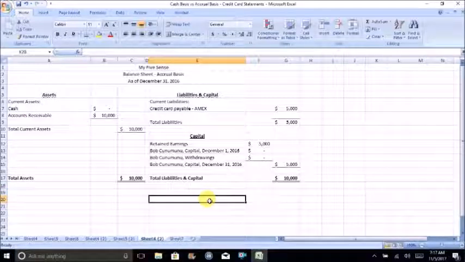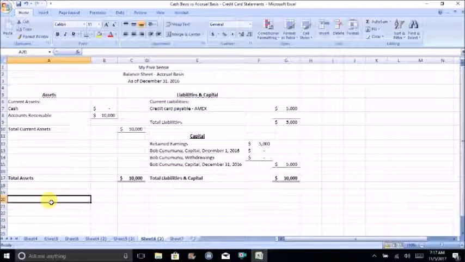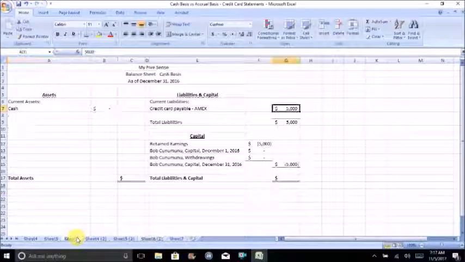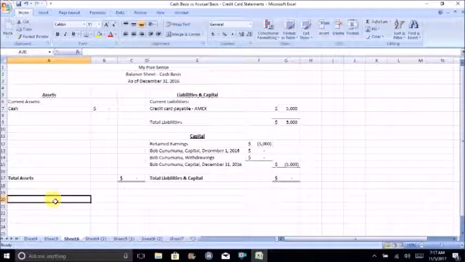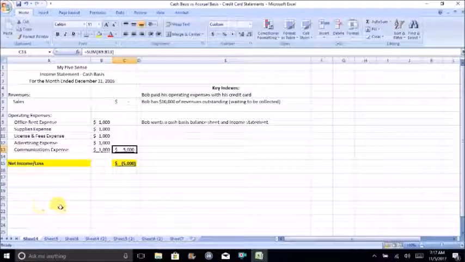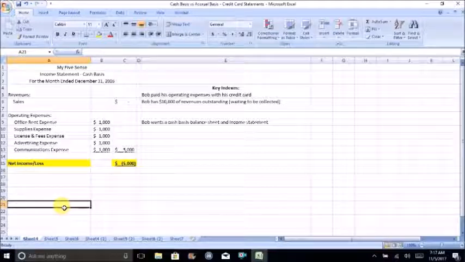This is accrual accounting. We know this is correct. There's no doubt about this one. This is accrual accounting. But what about this? What about this guy over here? Is this right? Is this cash basis balance sheet? And actually a cash basis income statement.